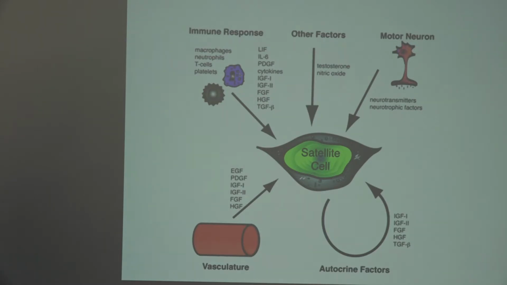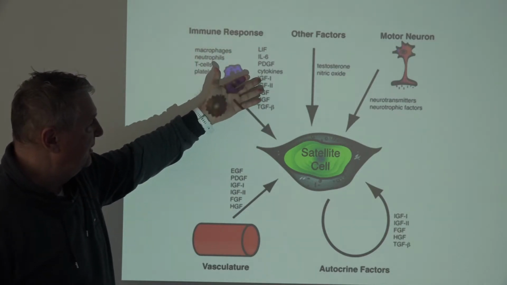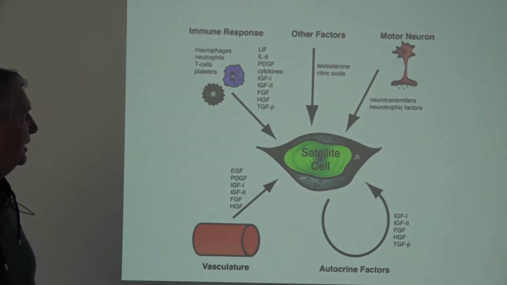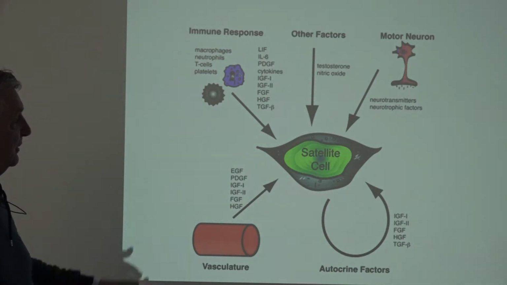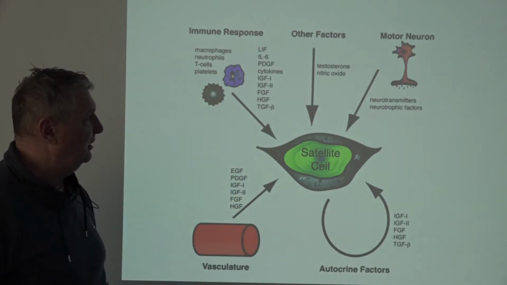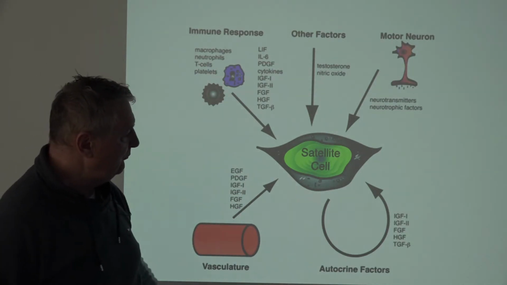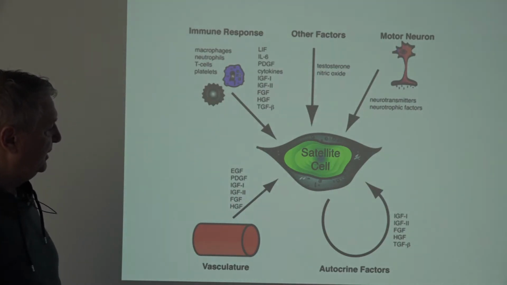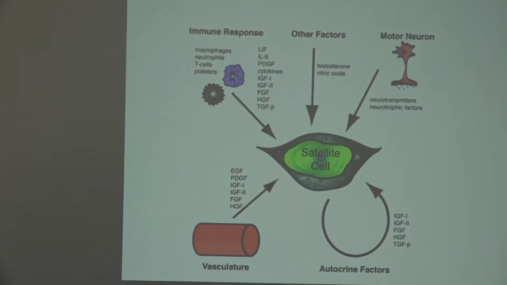Of course, there are many other systems which are important for satellite cell activation. We have different kinds of growth hormones, IGF-1. We have some cytokines, like interleukin-6. So the immune response is important, macrophages. The damage itself activates satellite cells. See testosterone and nitric oxide. Again, hormones here, and growth factor also here. So IGF-1. So you see, satellite cell activation is important.